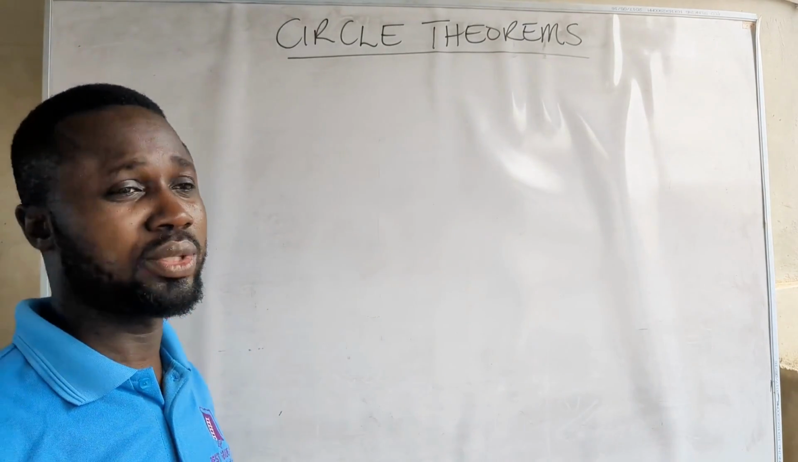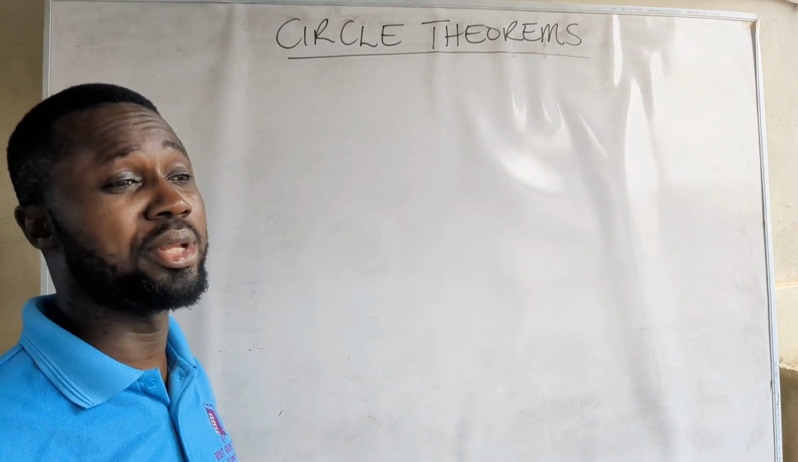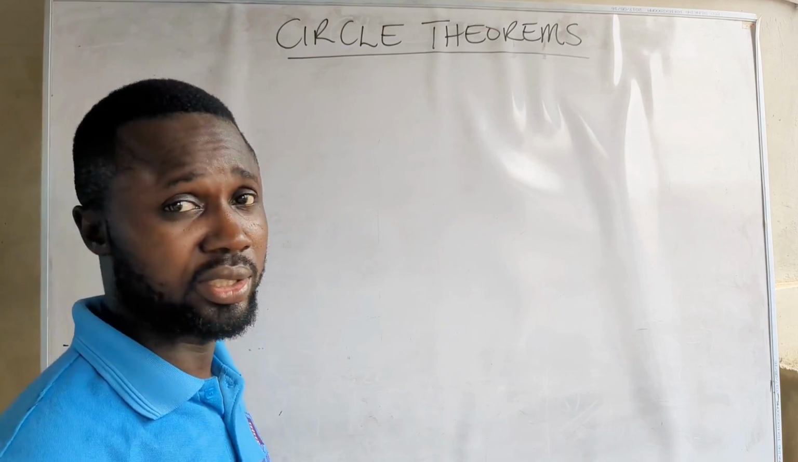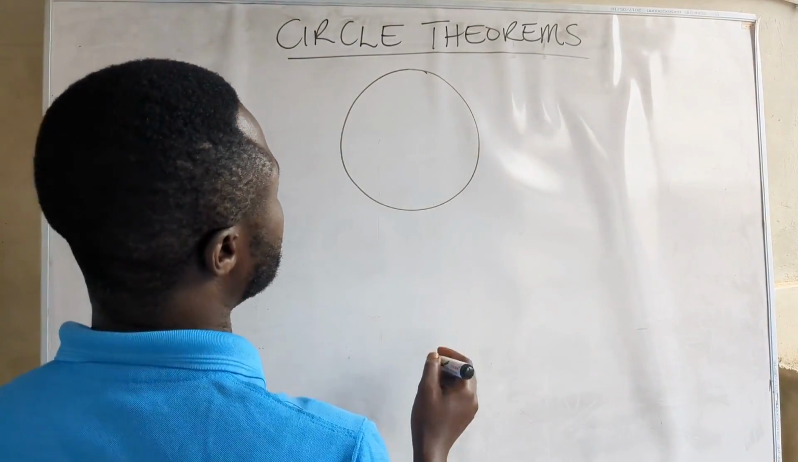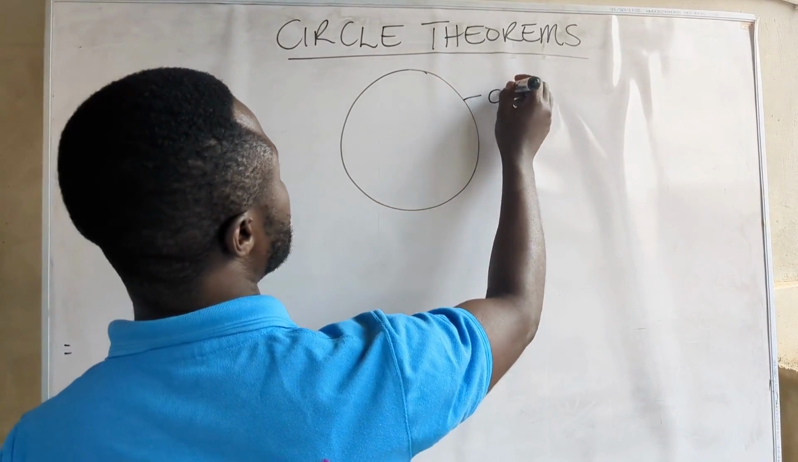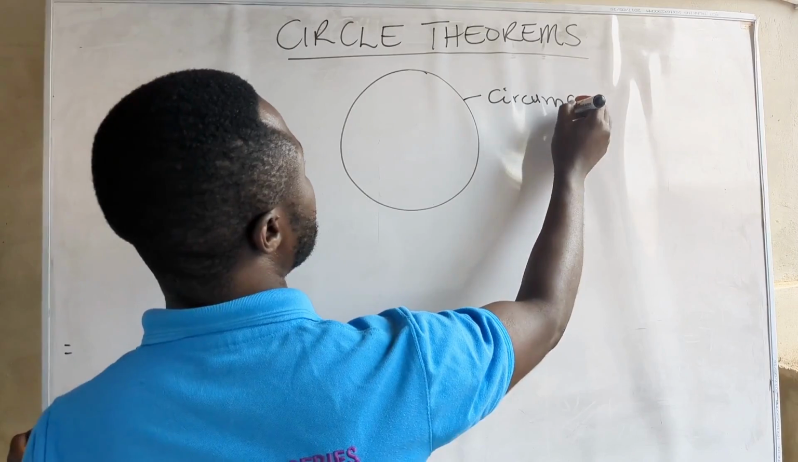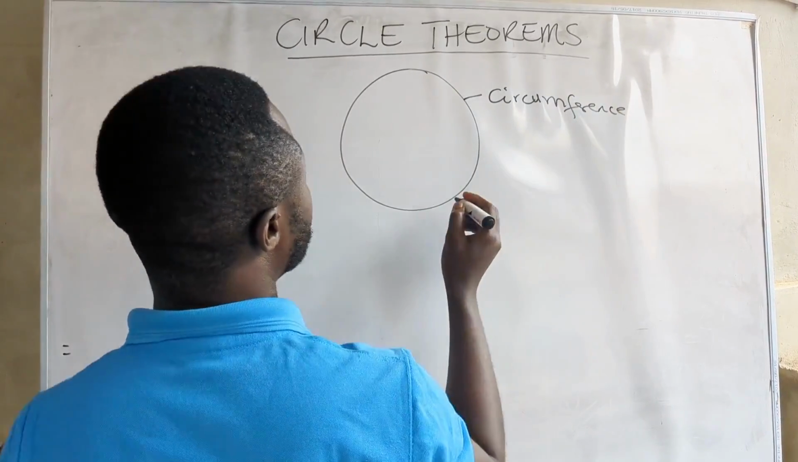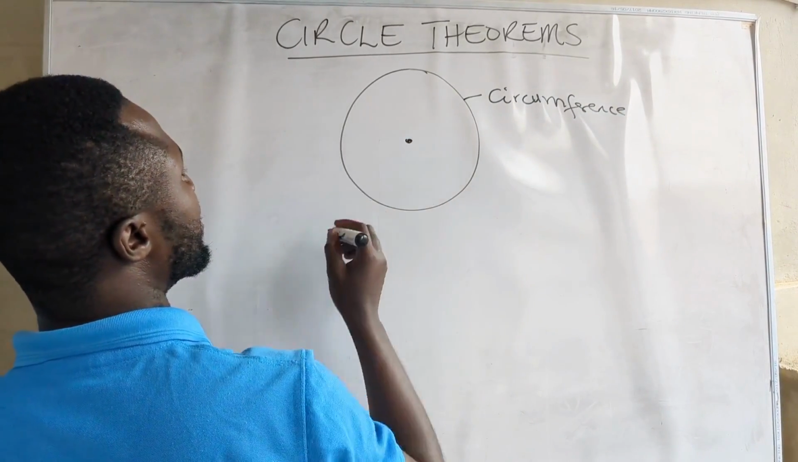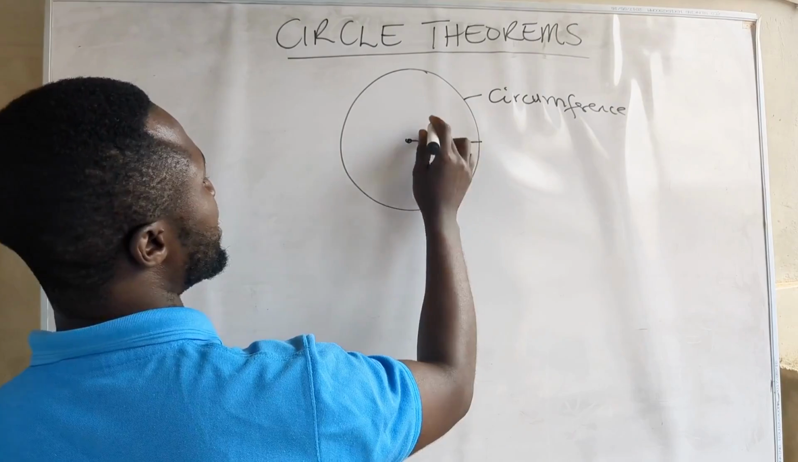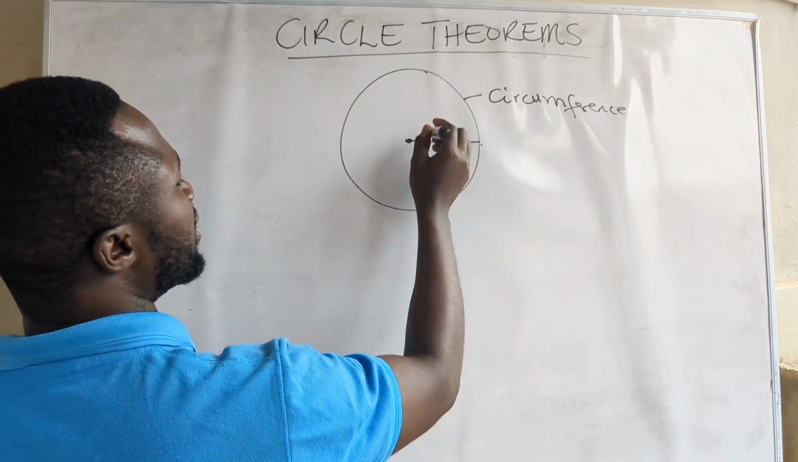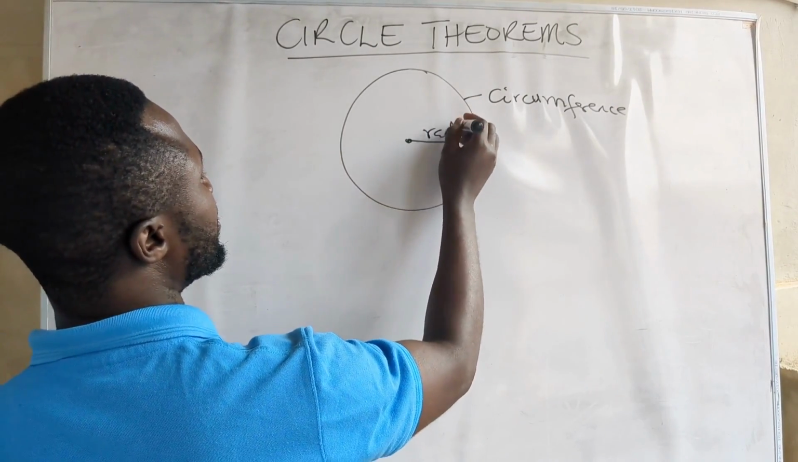But before that, let's know some important parts of a circle that will be needed in solving the questions. Not all the parts, but some of the parts. So we have our circle. The distance around the circle is called the circumference. A line from the center of the circle to the circumference is called the radius.